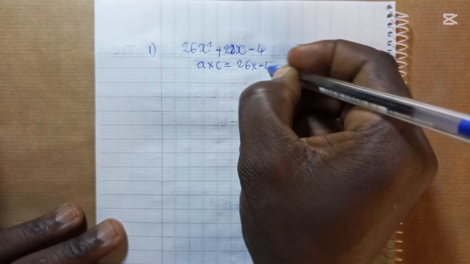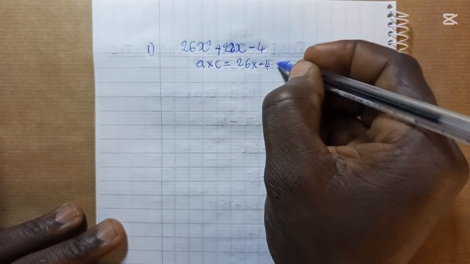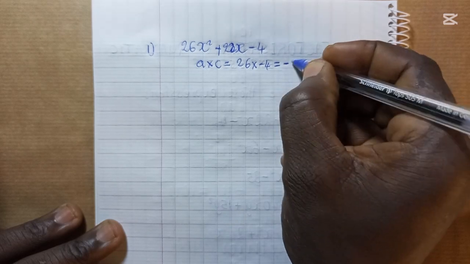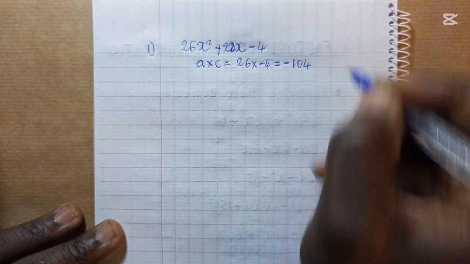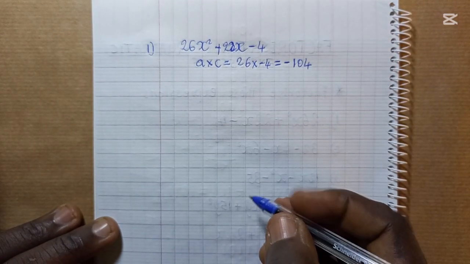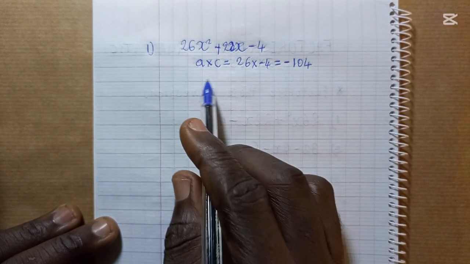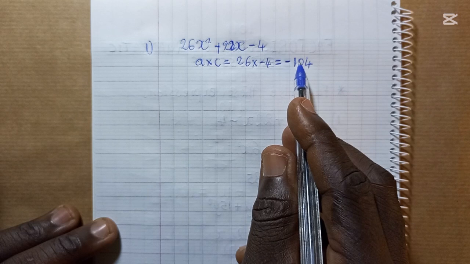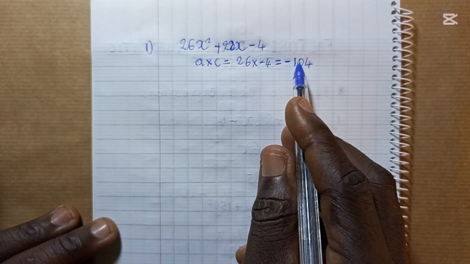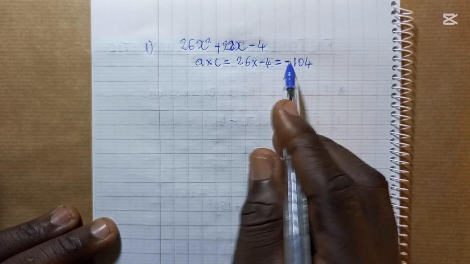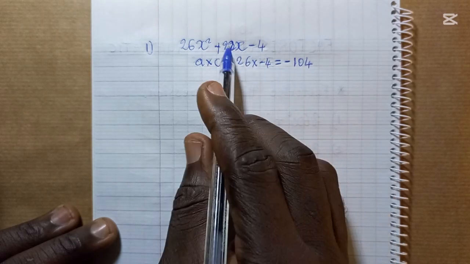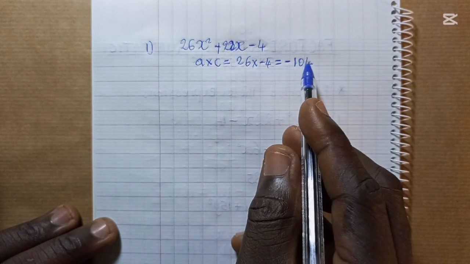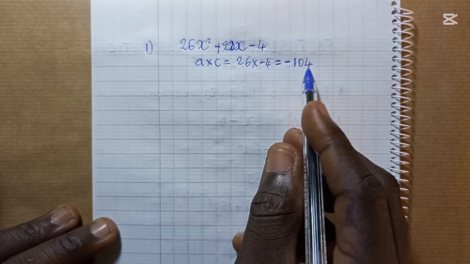26 times minus 4 will give us minus 104. Now what we are going to do is look for the factors of 104 that can be multiplied to give this value and added together to give this value. The first thing we're going to be looking for is the factors of 104.